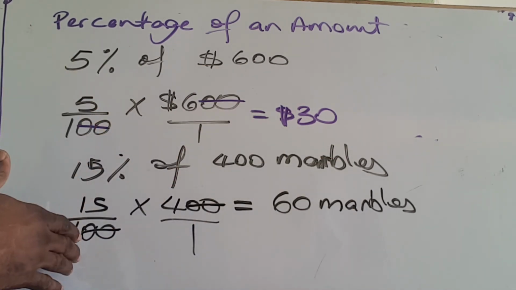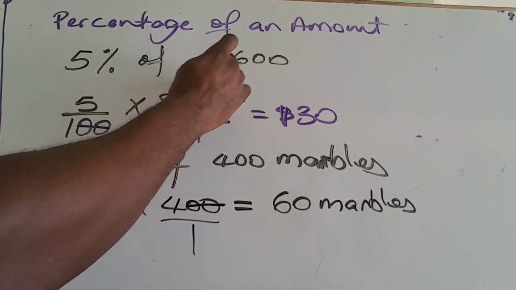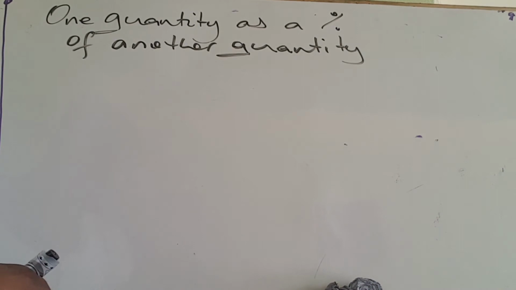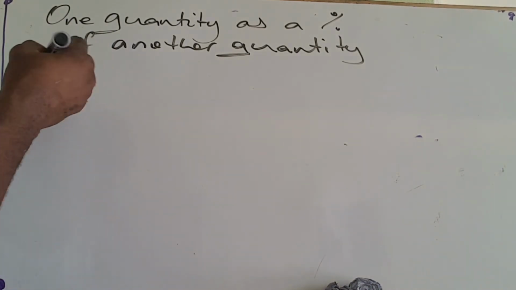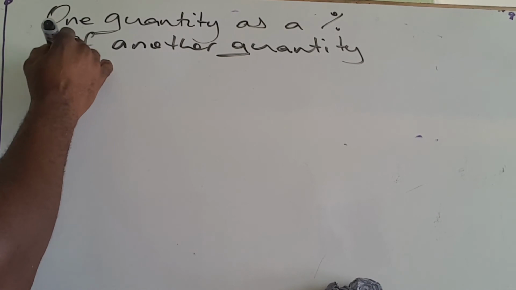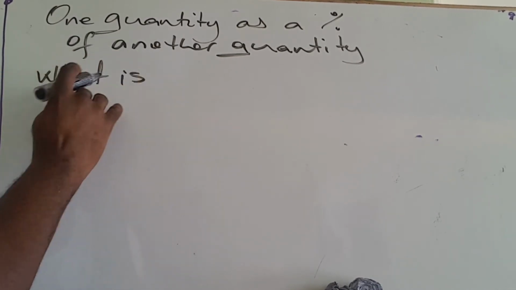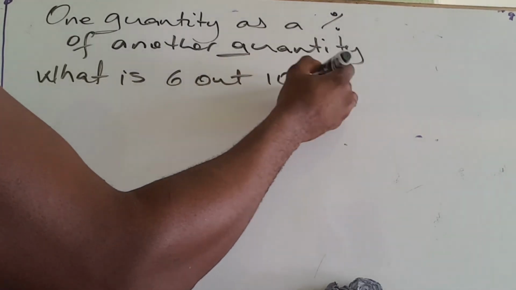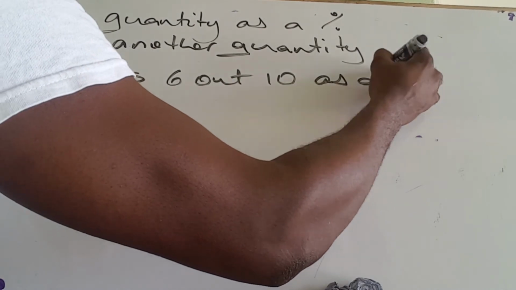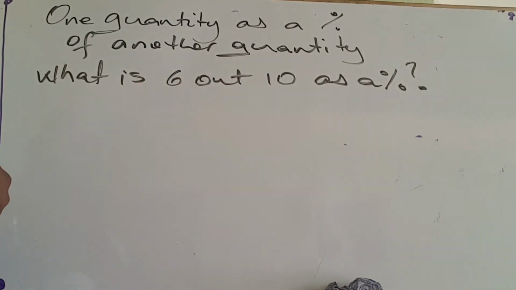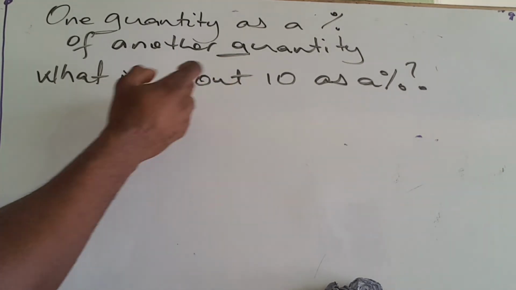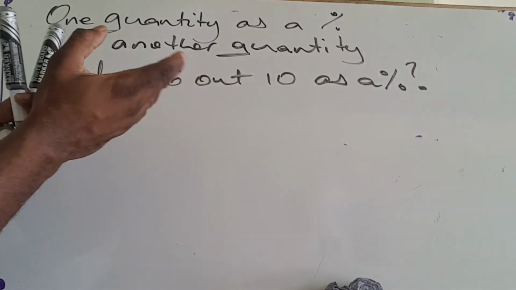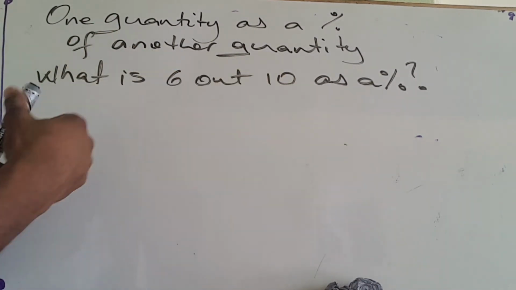You set up your thing as a fraction, and then you multiply by the amount, and you do your canceling down. It doesn't really get harder than that. What do we mean? Well, for example, what if we're saying, what is, say, 6 out of 10 as a percentage? So we're looking at comparing 6 and 10. 6 out of 10. How much is 6 as a percentage of 10? Like 6 out of 10 as a percentage.